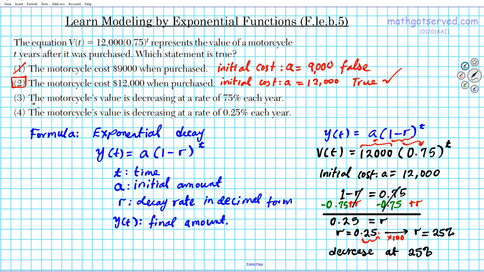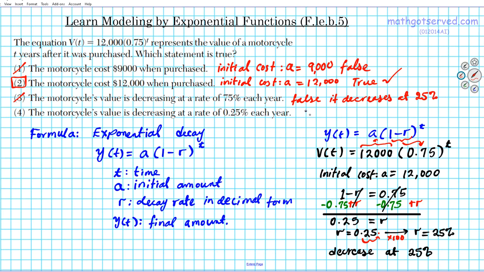Okay, so back to question 3. It says the motorcycle's value is decreasing at 75%. That's false. Why is it false? Because the actual rate at which it decreases is 25%. It decreases at 25%. False. Option 4, the motorcycle's value is decreasing at a rate of 0.25%.